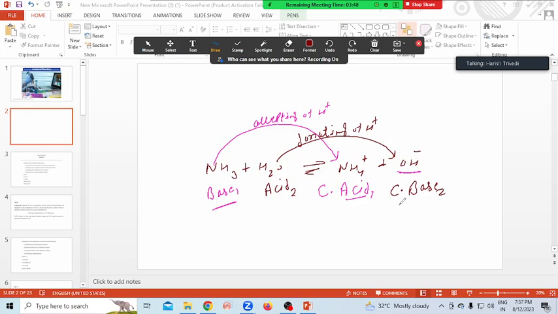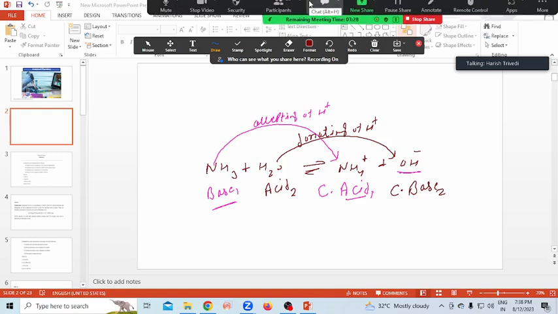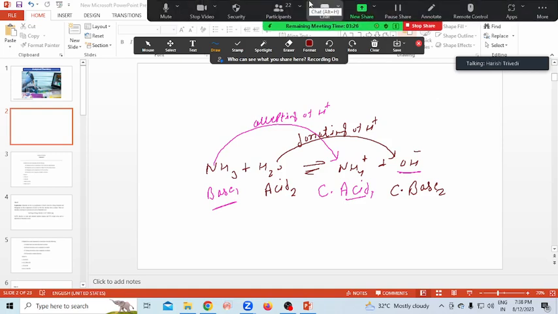Many examples are explained by sir, but I think this one example is sufficient to understand how we can define acid and base according to Bronsted and Lowry theory. Okay, is it clear? Any doubt in Bronsted and Lowry theory?